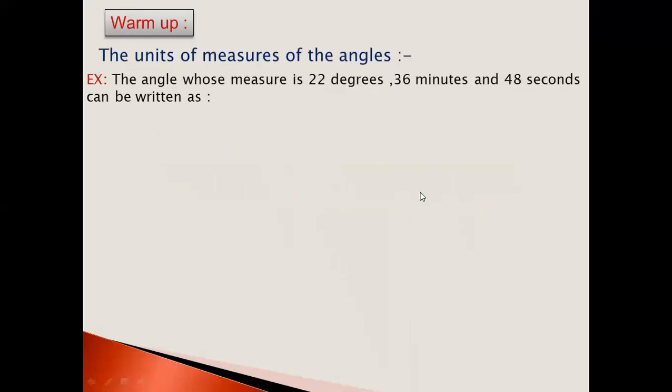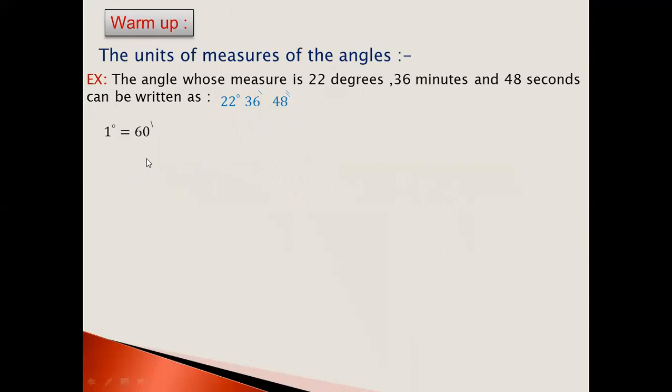If we need to write the angle whose measure is 22 degrees, 36 minutes and 48 seconds, it can be written as 22°36'48'', where degree is denoted by a small circle like that, minutes is denoted by one dash, and seconds is denoted by a double dash.